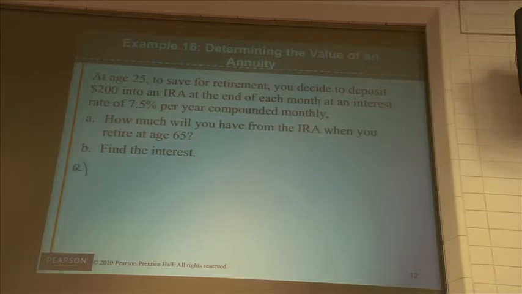So we're using the same formula. Our accumulated amount is $200 deposited every month divided by, how many times do we compound? It's monthly, so it's 12. And we are compounding 12 times a year for, well, how many years? You start at 25 and you end at 65, 40 years. Minus the one on top, all divided by 0.075, all over 12.